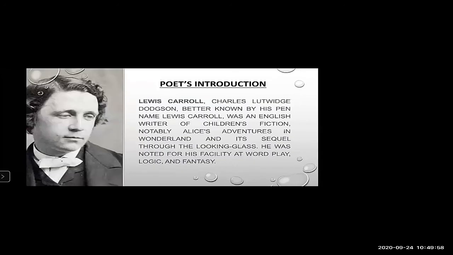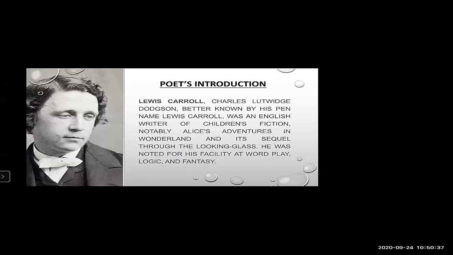Now, the poet of this parody is Lewis Carroll. His real name is Charles Lutwidge Dodgson, better known by his pen name Lewis Carroll. So his real name is Charles Lutwidge Dodgson, and his pen name is a name which a writer uses as an author of his writings. So his pen name is Lewis Carroll.